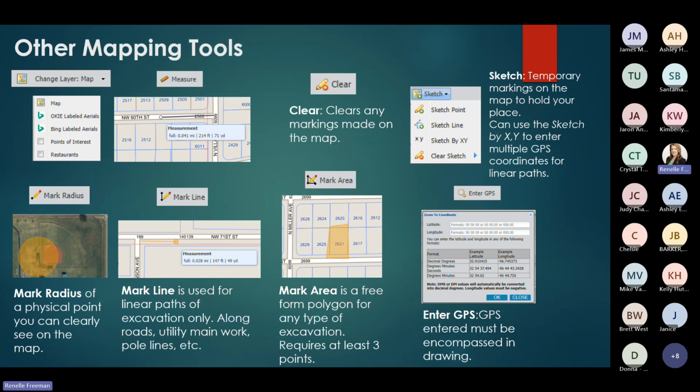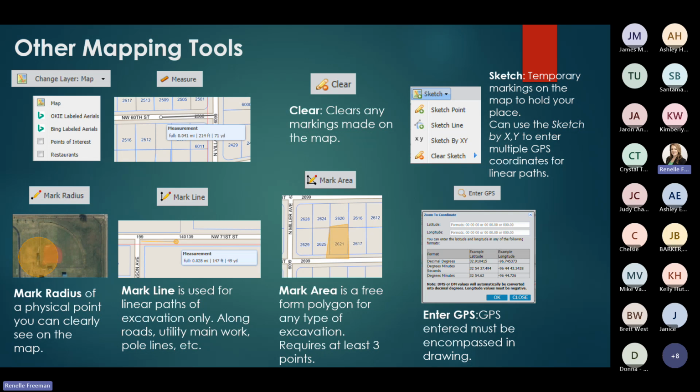And then we have another Enter GPS tool that's similar to the Sketch by XY, it's just a little bit different. You're entering the lat long in here. It's putting a little temporary marking on the map showing you where that lat long is. It's just with this tool, you can only do one single GPS coordinate at a time.